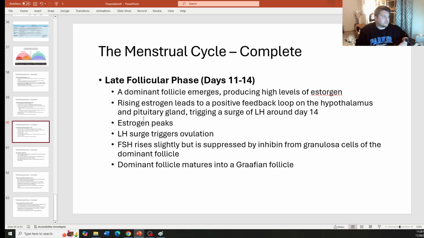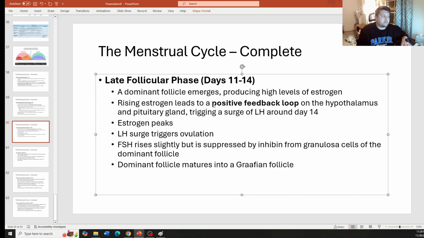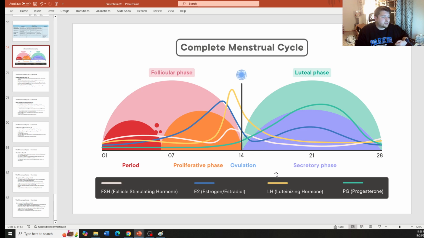During the late follicular phase, this is when the estrogen peaks. The dominant follicle emerges, producing lots and lots of that estrogen. And you actually get a positive feedback loop on the hypothalamus to trigger a surge of luteinizing hormone around day 14. That spike in luteinizing hormone tells the female body to change from a follicle to a corpus luteum. So, to stimulate ovulation in order to enter the luteal phase.